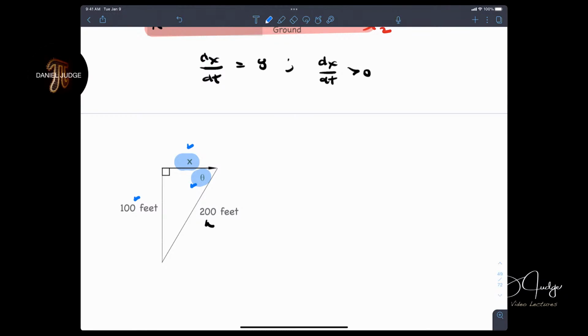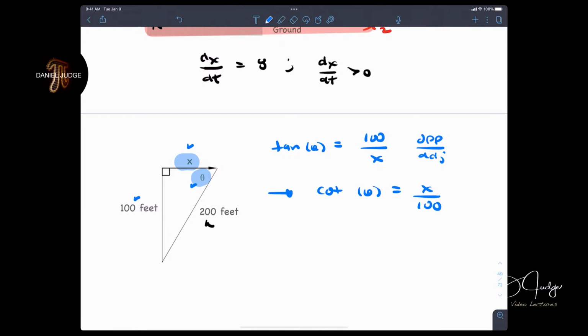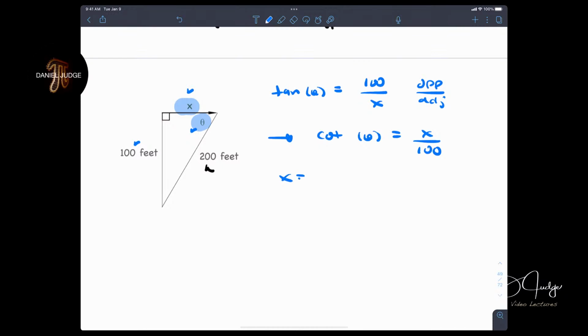So I want to remind people of the following here. Tangent of theta is opposite over adjacent. And then that means cotangent theta will be x over 100, the reciprocal. And then solving for x, I get x equals 100 cotangent of theta. So I'm relating theta versus x. Those two variables are changing. So I'm using the definition of tangent, the fact that it's the reciprocal of cotangent, and I can solve for x. I can now create a nice related rates equation.